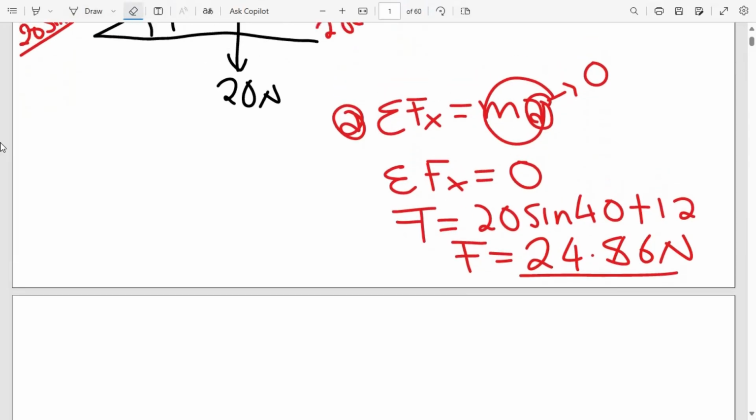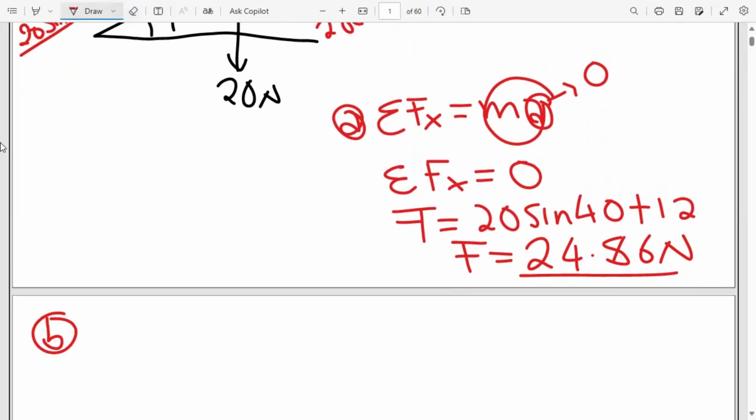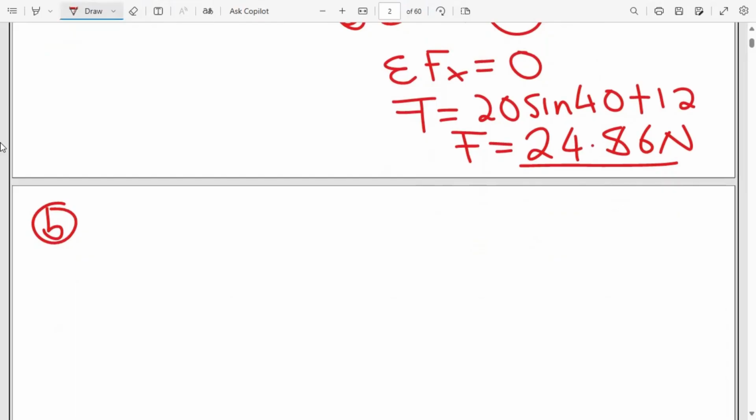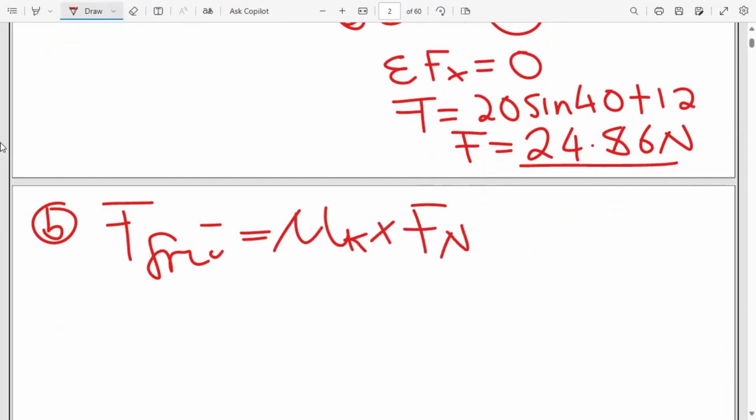But B of the question is saying we should calculate the coefficient of kinetic friction. So we can bring the formula for friction here. We know the force of friction is equal to the coefficient of kinetic friction itself multiplied by the normal force Fn.